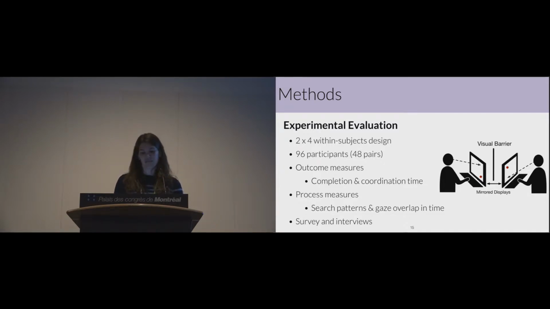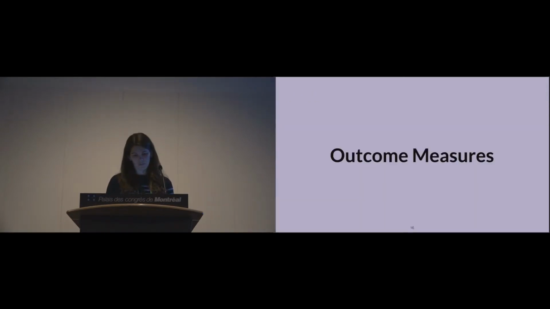And so we conducted an experiment with 48 pairs to understand how these different visualization techniques impacted their coordination and collaborative behavior. To look at this, we evaluate outcome measures on performance, process measures on their gaze behavior, as well as surveys and interviews to understand the perceived value of these different visualization techniques. As I talk through the results, I'll define each of these measures. So we'll start with outcome measures, which include total collaborative completion time and coordination time. It's important to note for these results, I'm focusing only on the collaborative searches.